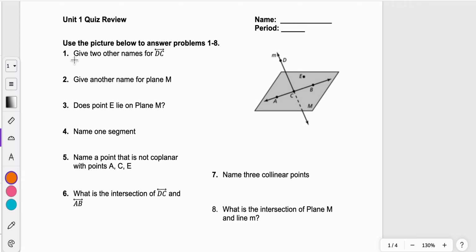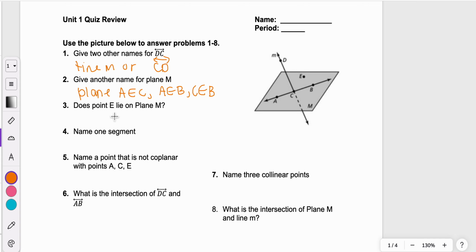So it says give two names for DC. Line DC can be given by saying line M, or you can even say line CD with the line symbol on top. Okay, give another name for plane M. Plane M, you could use plane AEC, just as long as you pick 3 points with one of them not being collinear. So AEC would work, AEB, that would be another option, CEB, or yep, those would be good.